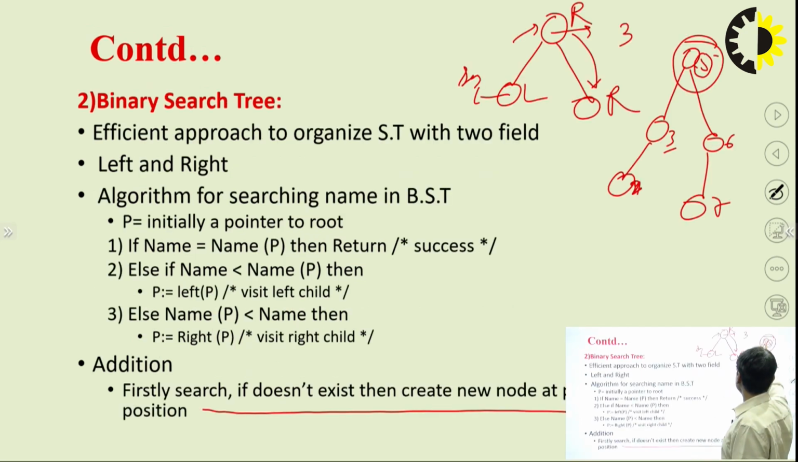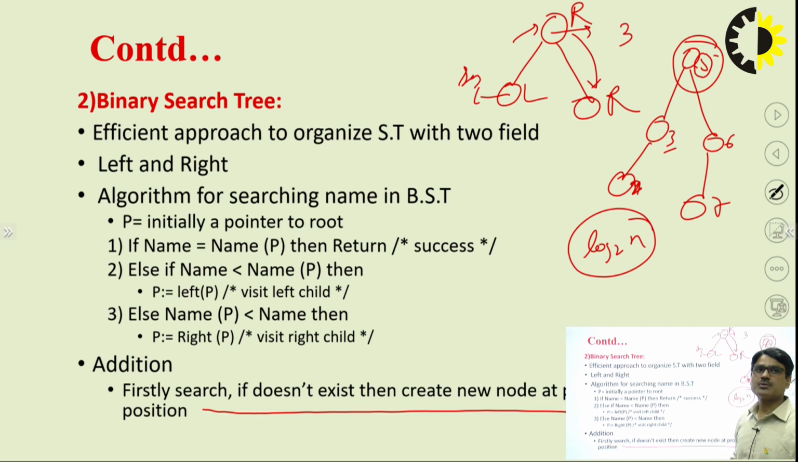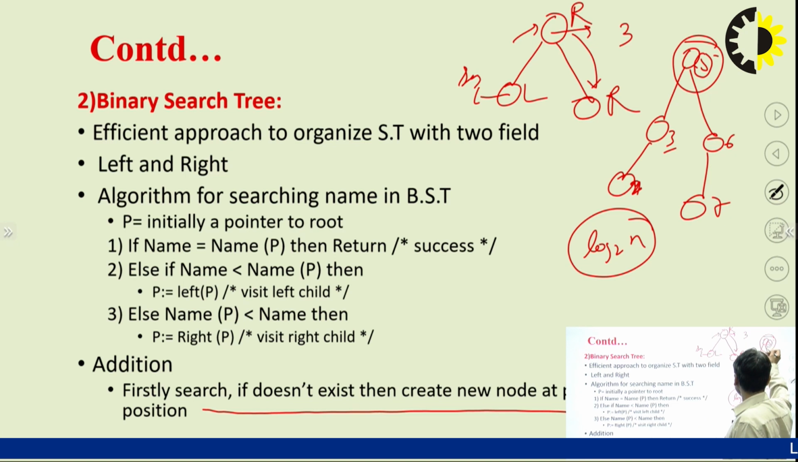When you traverse, the traversing time is log n base 2. The addition time is also log n base 2, and the deletion time is also log n base 2. So the complexity of this binary search tree is very good, and much better than the list. If any particular node is not available, then the search result is nil, because that element is not found.